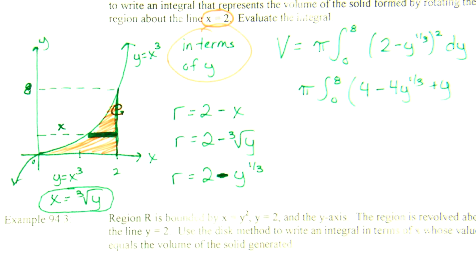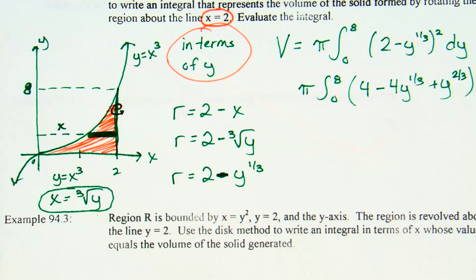Plus y to the what? 2/3? Because y to the 1/3 times y to the 1/3, you add the exponents. 1/3 plus 1/3 is 2/3. Or you're doing 1/3 quantity squared, and when you raise a power to a power, you multiply. That wasn't horrible. It could have been a lot worse.